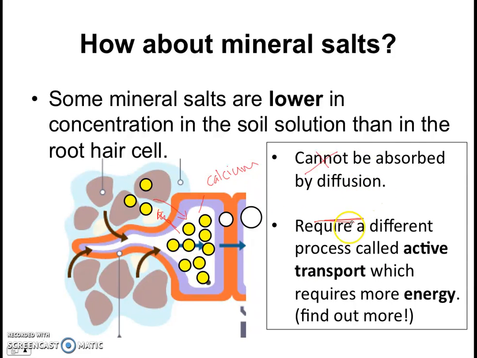So these root hair cells actually need a different process called active transport, which uses energy to move mineral salts from a region of lower concentration to a region of higher concentration. This is not really in your syllabus, but go find out more about active transport. It's kind of like the opposite of diffusion. So it moves substances from lower to higher concentration using energy.